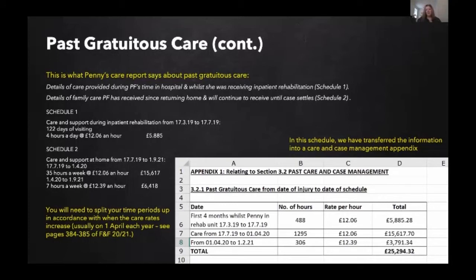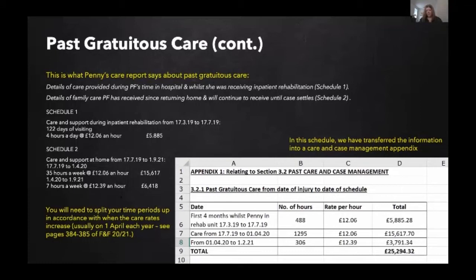Facts and Figures always has a table of the National Joint Council pay scales dating back to 1998 and bringing you up to date. And the increases usually apply from the 1st of April. So just make sure when you're doing your calculations that you apply the correct hourly rate for the time period claimed. So that's the appendix.